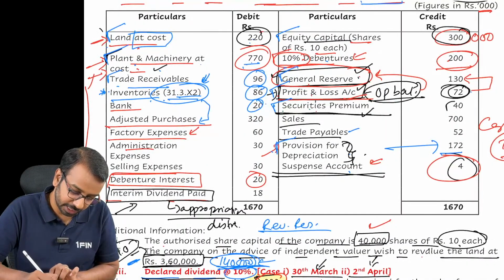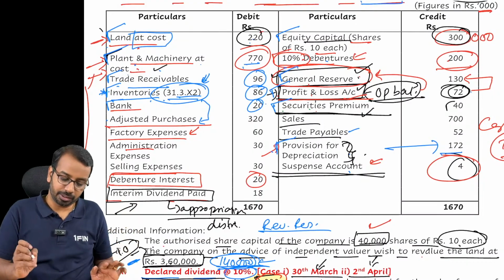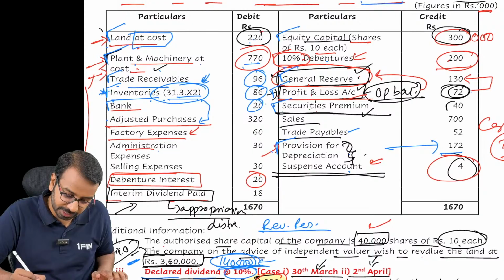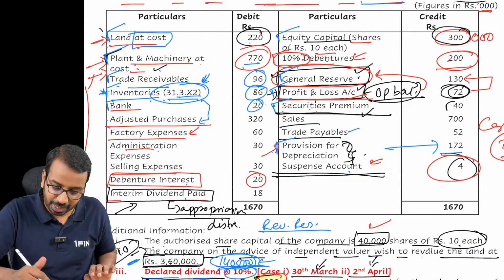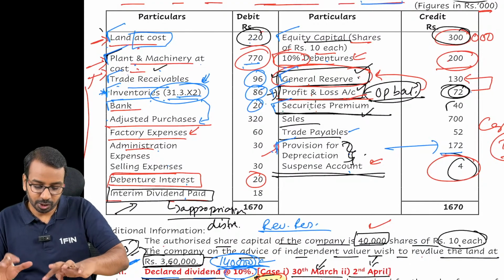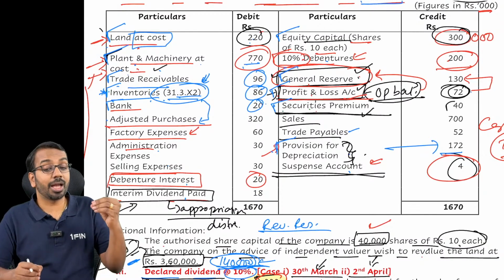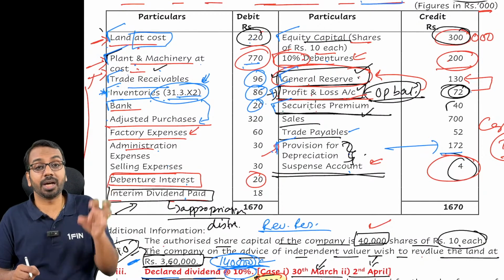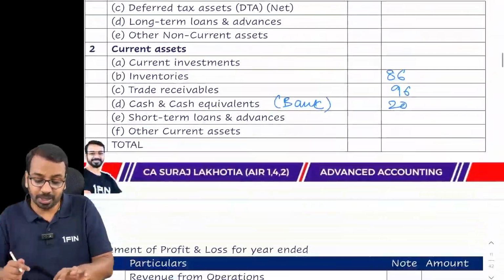So trade receivable is done, inventory is done, bank is done. Adjusted purchases will come to P&L account, nothing to do with the balance sheet. Factory expense, admin expense, selling expense, debenture interest, interim dividend, all of that we will do later and come to the income side. Okay, so there is no other item in the balance sheet where we are saying how much has to be done or what is to be done in the assets or liabilities. Everything has been posted other than P&L balance.